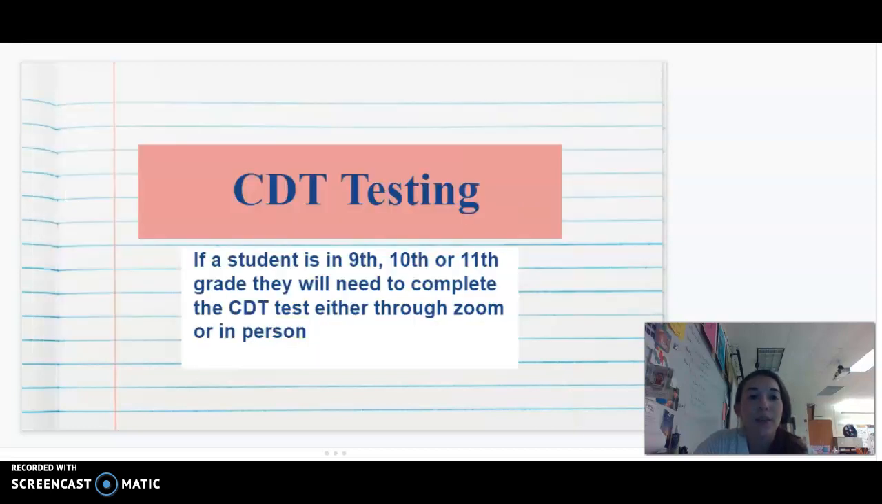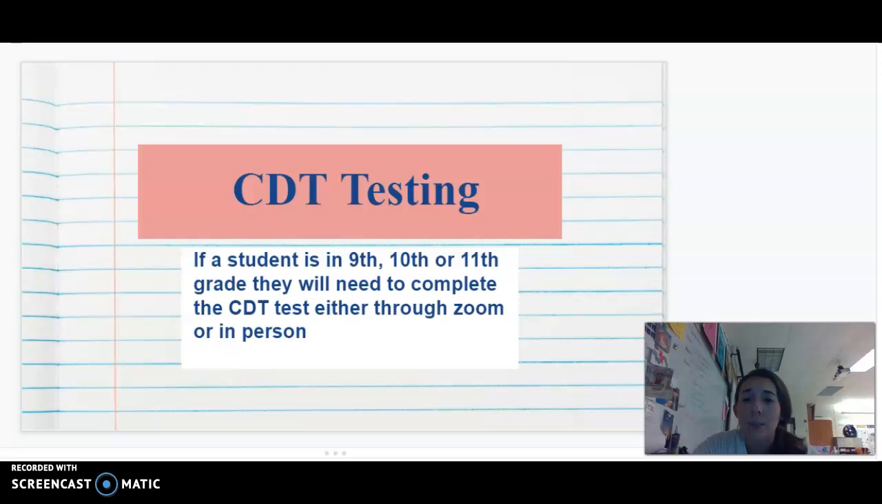Now, this week we have CDT testing. This is for all students in 9th, 10th, and 11th grade. They will need to complete the CDT test either through Zoom or in person. So for this test in our class, usually students would be done in the 10th grade taking CDTs to collect data for the state and for our district for Keystones and to help create a better academic society.